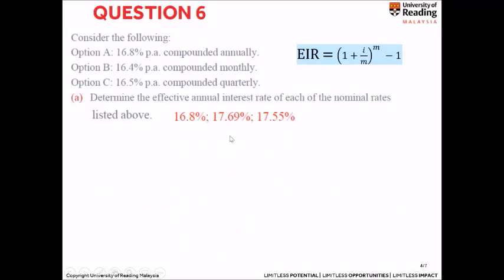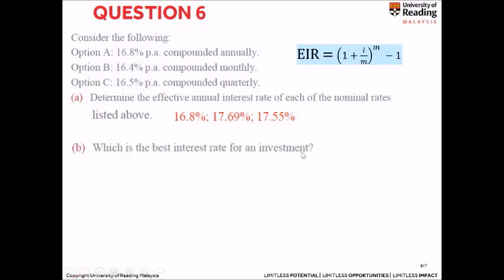So we just use the formula. You work out that option A shall give you 16.8%. Option B should give you 17.69%. And option C should give you 17.55%. I'm not showing you the working for each. It is the same, so you should be able to get this answer.